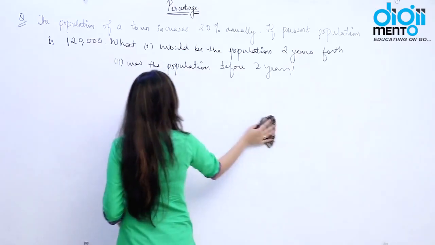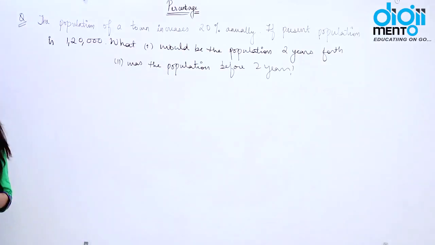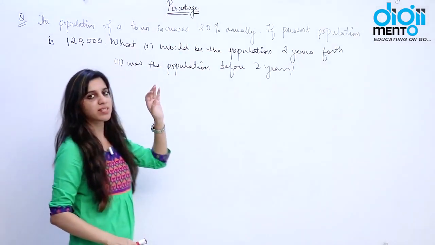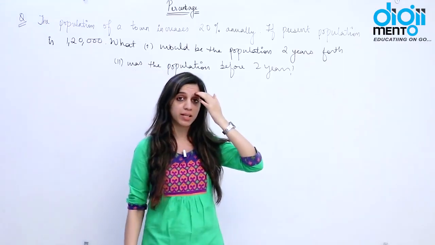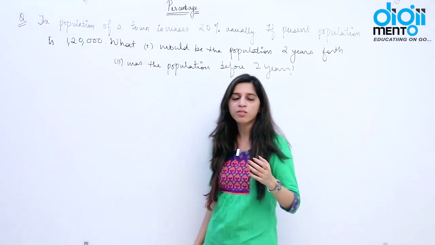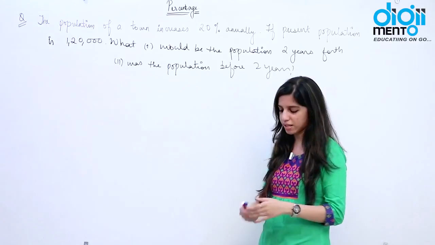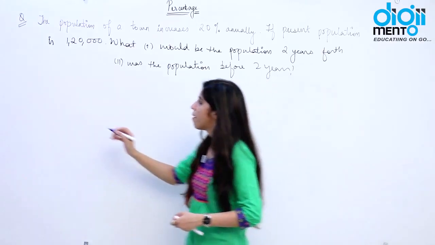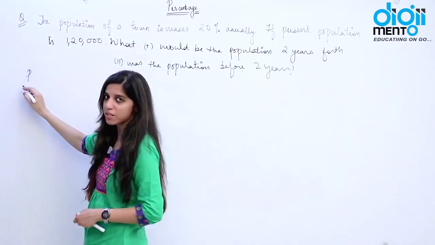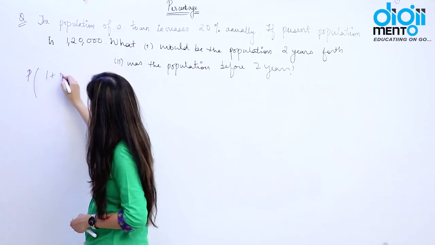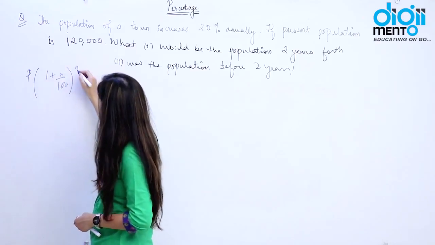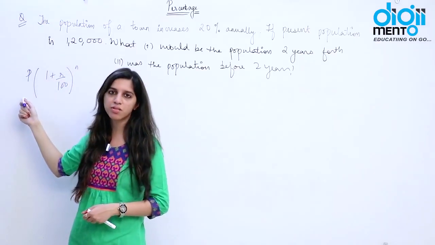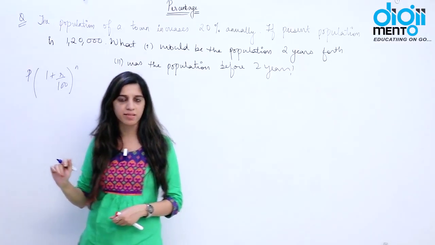So what is going to happen after n years if population keeps on increasing with the same rate of R% per year, per annum? What is going to be the population of the town after n years? It is going to be P, which is the present population, into (1 + R/100) to the power n. So directly we can just use this method to calculate our answers, right.